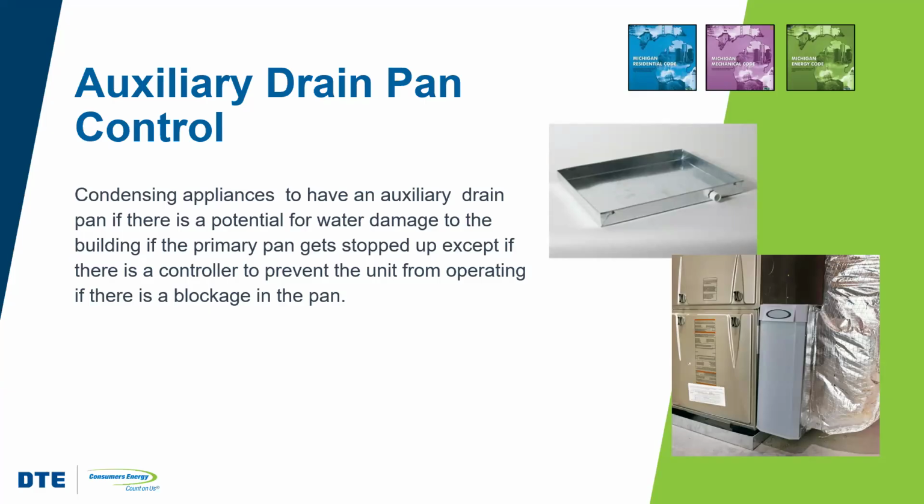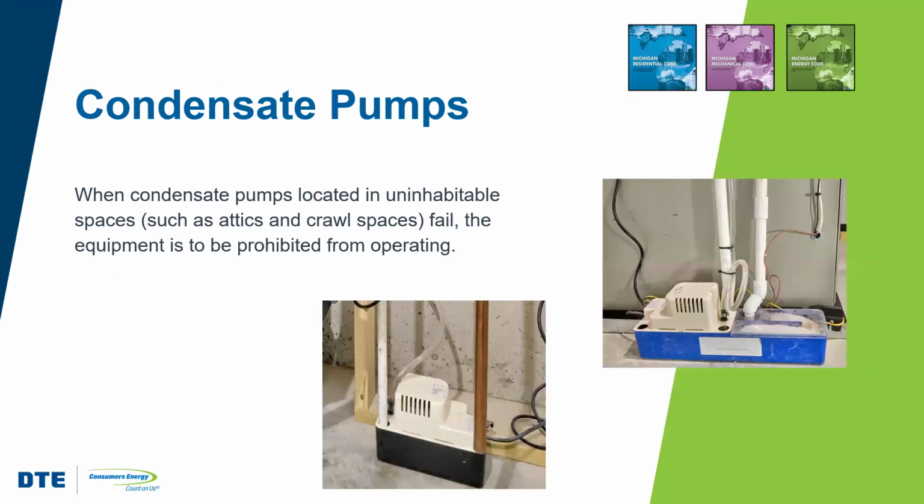That lets them know that the primary pan is backed up and there's a problem. Now, of course, if you've got some smart controls, there's probably something in the controller that's got a little red light flashing or letting the homeowner know that this is a problem as well. But we still want to have that backup system.